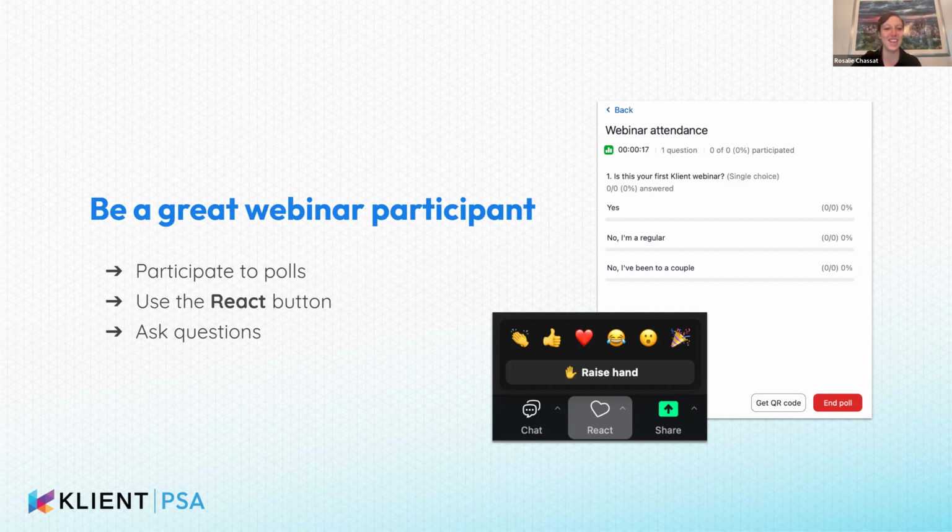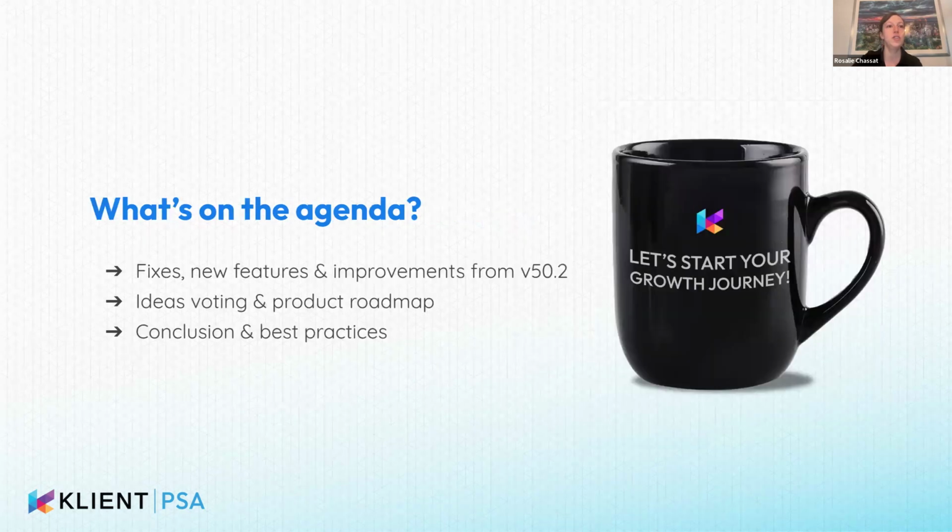All right. Thank you. Let's move ahead to our agenda. Today we'll be covering fixes, new features, and improvements that were released in 50.2.2, which was released last week on April 16th. Then we will talk about our new idea voting initiative that we launched last month. We talked about it on a webinar as well, so we'll just talk about which ideas got the most votes and which one will be up for voting next. Then we'll end by looking at our product roadmap as always. So shall we get started?